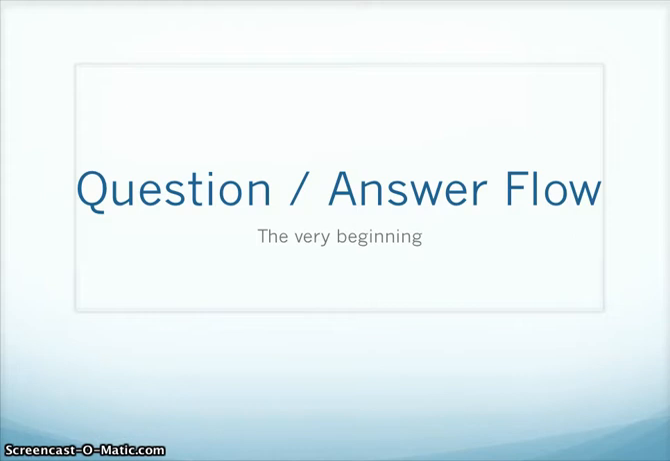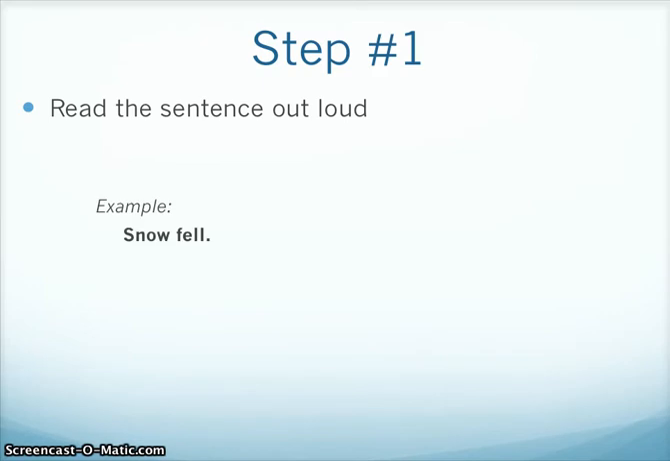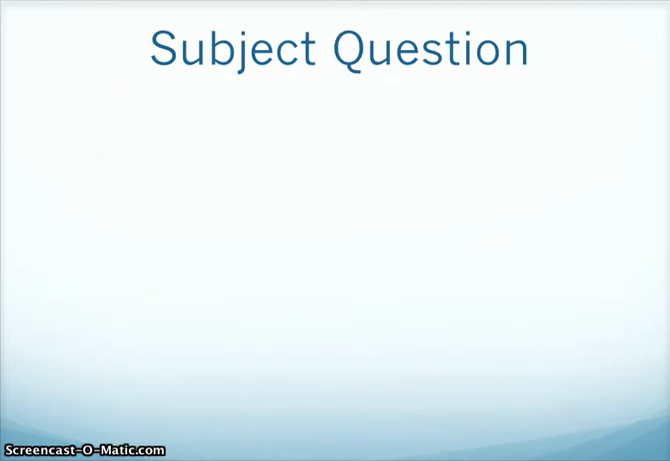So the very beginning of the question-answer flow goes like this. Step number 1 is you're going to read the sentence out loud. This is going to get your mind kind of ready and engaged to start classifying each word in the sentence. An example of that would be, we would see this sentence here and we would just say out loud, snow fell. Quick and easy.